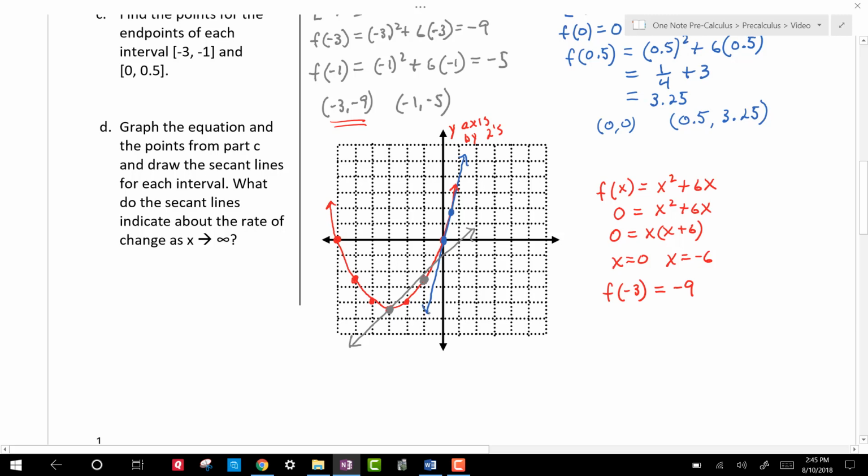And if you look at those 2 secant lines right there, it's pretty obvious that the slopes, as that parabola goes out to the right, so we would say as x goes to infinity, all right, those slopes of those secant lines are becoming steeper and steeper. So as x goes to infinity, the secant lines have steeper slopes.